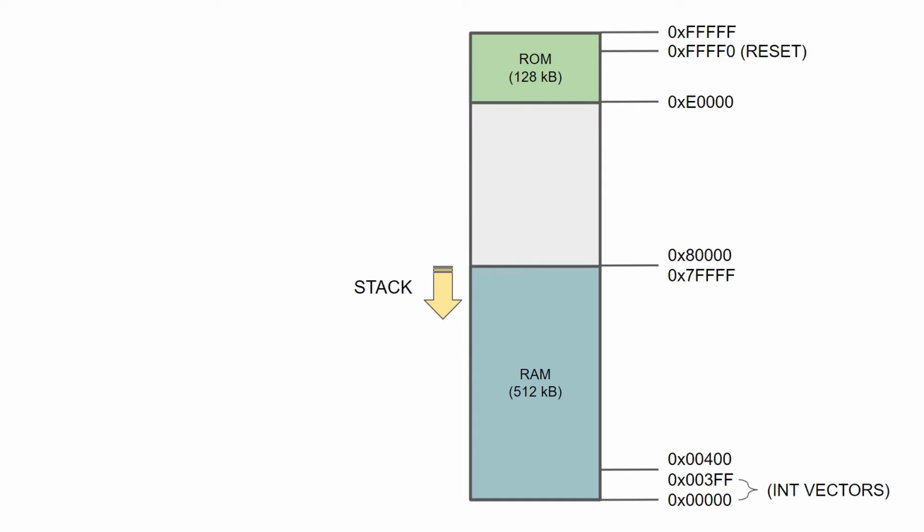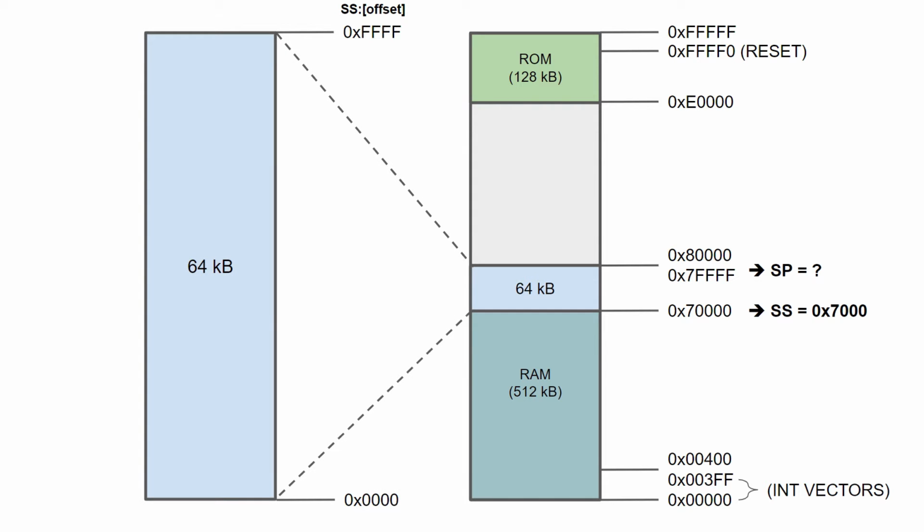The last full 64 kilobyte segment of the RAM starts at 70000 hex, so the SS needs to be set to 7000 hex. What about the initial value of the SP register? We could set it to FFFE hex, not FFFF, as the stack in 8086 operates on 16-bit data and the offset should always be even, but we can also use the fact that the CPU decrements the SP before the data is stored to the address pointed by its value.